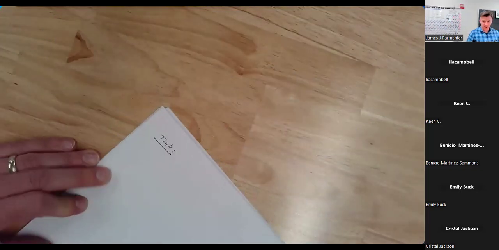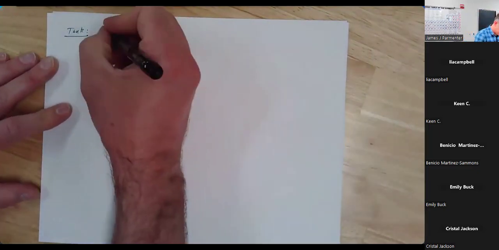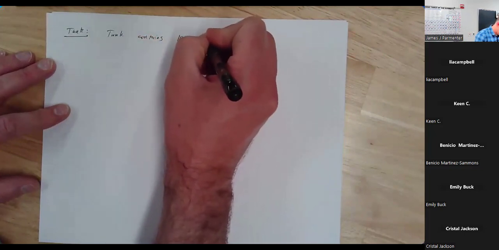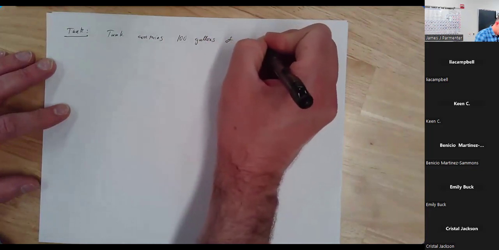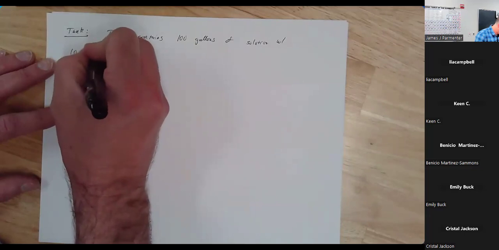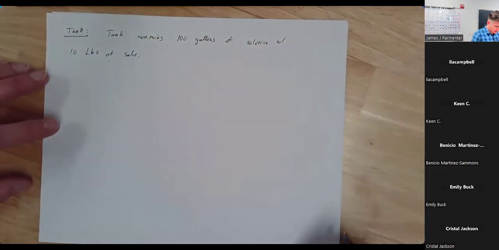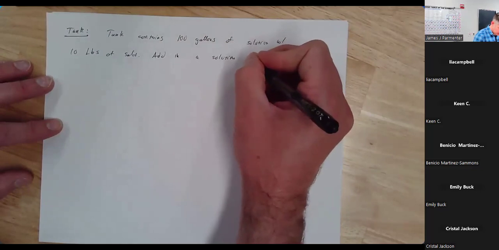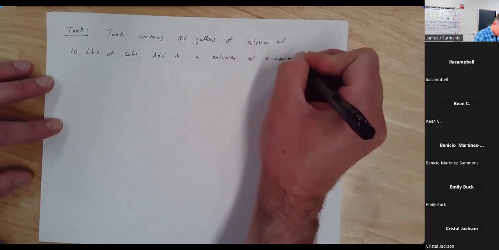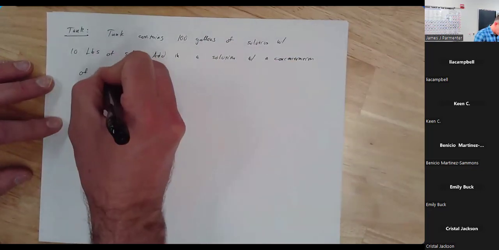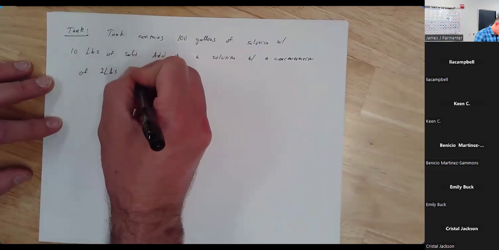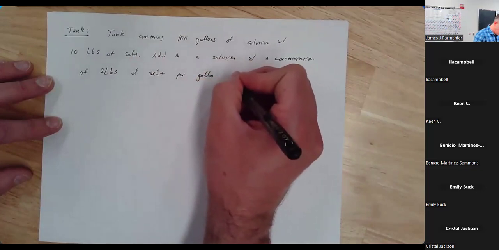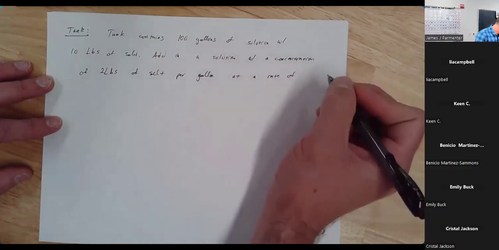So here's the setup. I'm gonna try not to write all the words because they take time. So a tank contains 100 gallons of solution with 10 pounds of salt. And then we're going to add in a solution with a concentration of 2 pounds of salt per gallon. And we're going to add it at a rate of 4 gallons per minute.